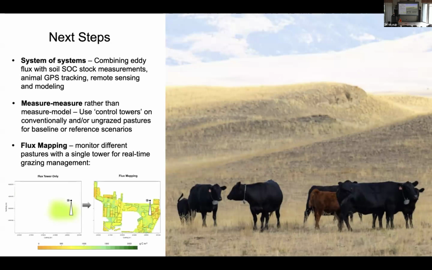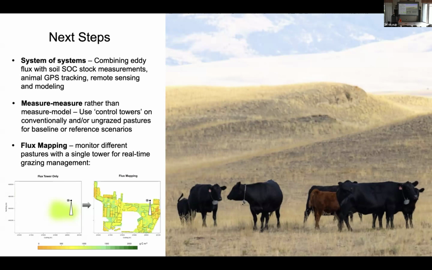And finally, building on the last talk, we'd like to incorporate the technology, techniques and methods that Stefan just mentioned related to flux mapping. It would be even more cost effective and efficacious if we could have a single tower monitoring different pastures simultaneously. That way you could combine live animal tracking with real-time flux measurements to really quantify the impact of the animals on the fluxes.